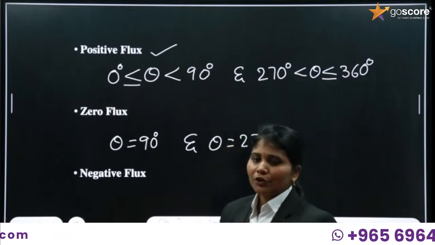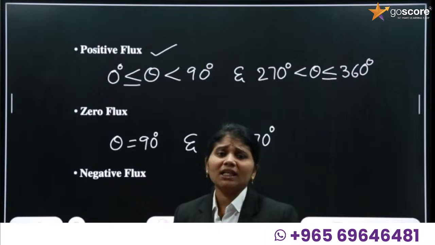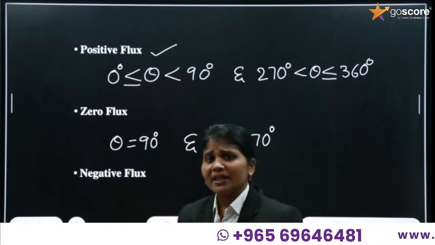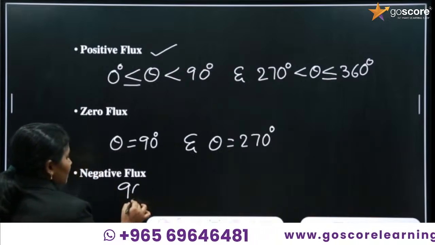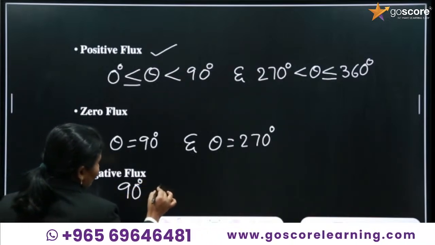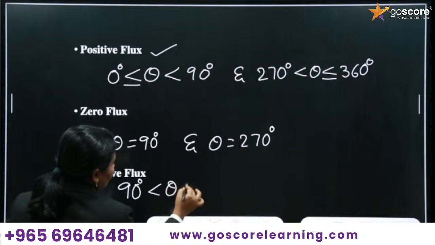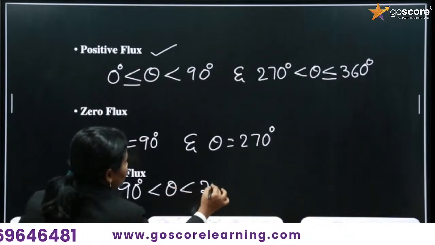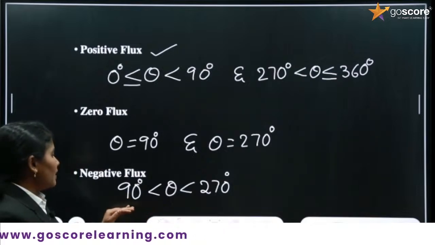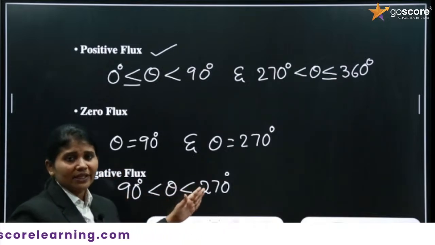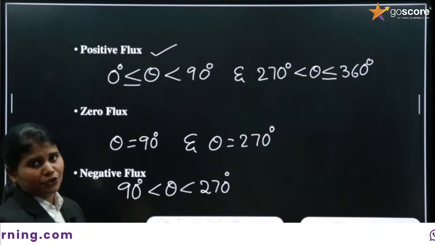Next one, negative flux. When we are getting the negative flux, theta is in between 90 degrees and 270 degrees. Theta is in between 90 degrees and 270 degrees, we are getting the negative flux.